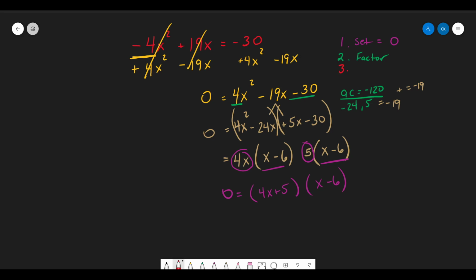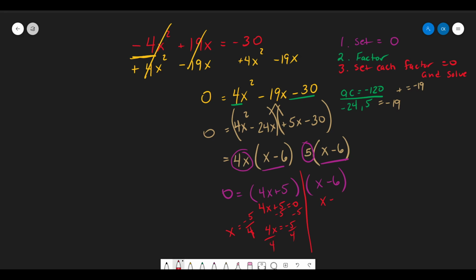Now step 3, set each factor equal to 0 and solve. Take each one of my 2, 4x plus 5, set it equal to 0. So we're going to subtract 5. We're going to get 4x equals negative 5. We're going to divide by 4 and get x equals negative 5/4.